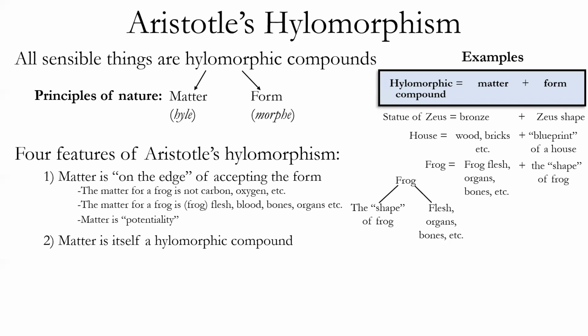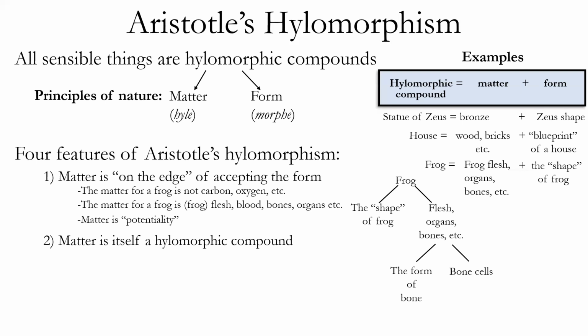So we can look at the flesh and organs and bones on the one hand as the matter for a frog, but we can also view them as themselves hylomorphic compounds composed of form and matter. Let's just focus on the bones of a frog. The bone of a frog is itself a hylomorphic compound composed of the bone shape, or the form of a bone, and then, say, bone cells. And so the matter for a frog is itself a hylomorphic compound, and we could keep going.